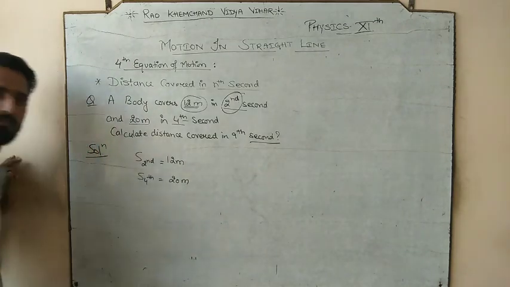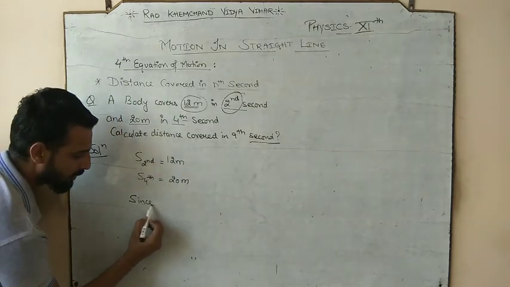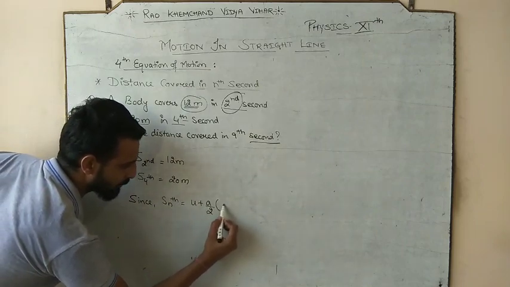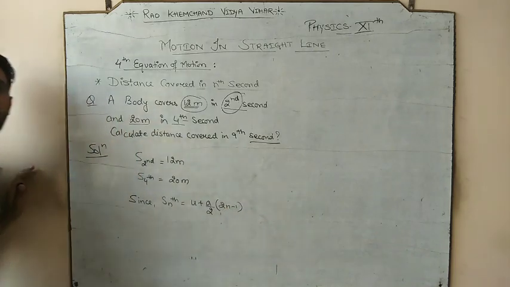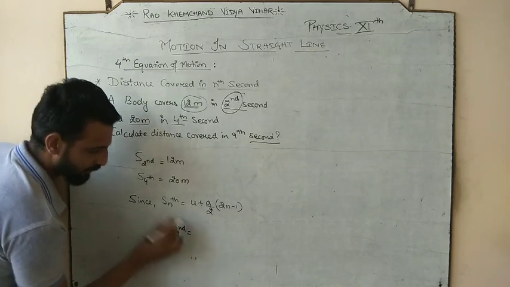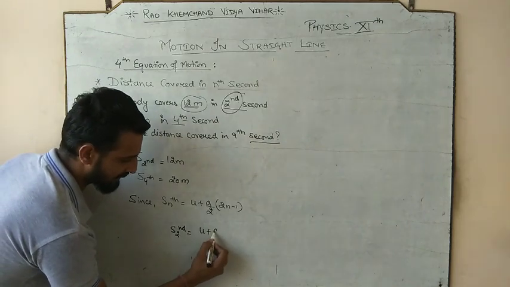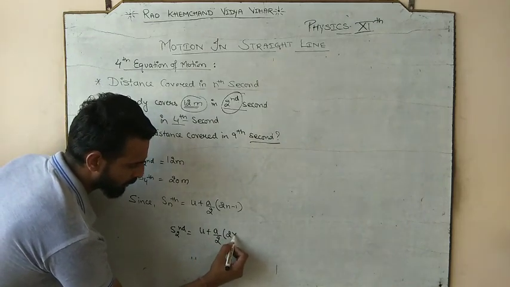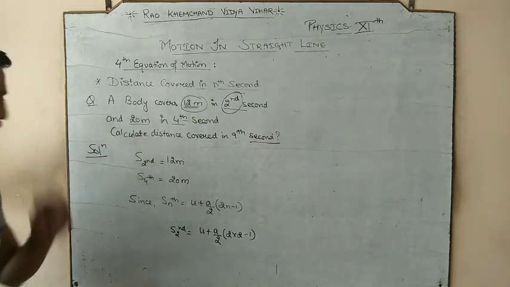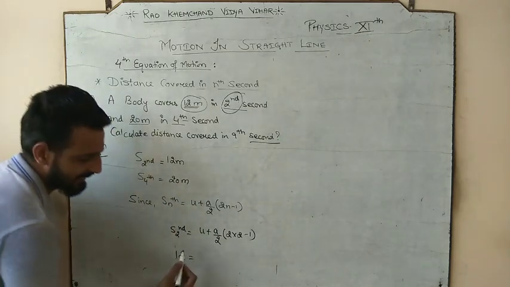20 meter. Okay, so we have S second. So since we have the formula, S nth is u plus a by 2 bracket 2n minus 1. So S second. For the place of n, what we have is 2. It is u plus a by 2 into 2 minus 1. Let's try to make an equation for the second. So what is S second? 12. So distance covered in second is 12.